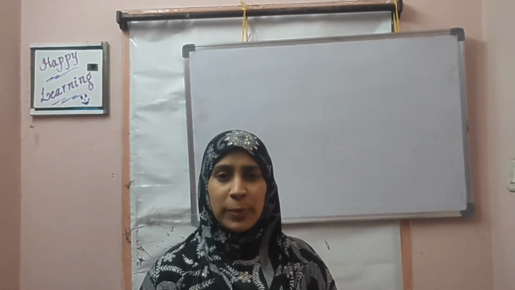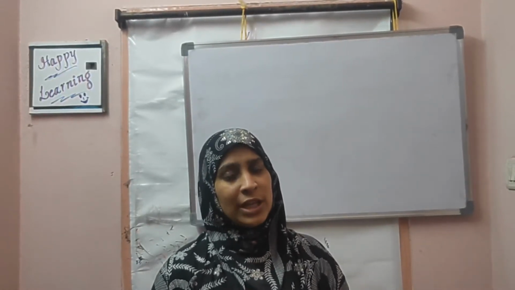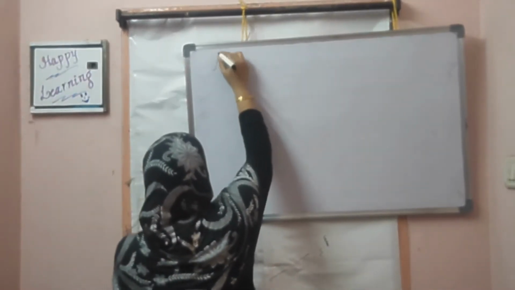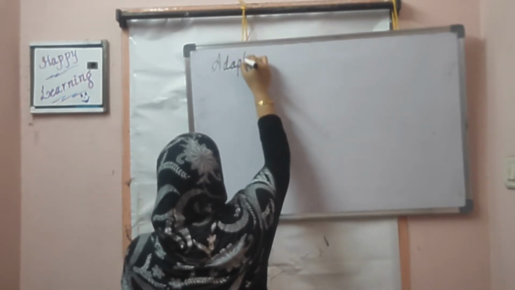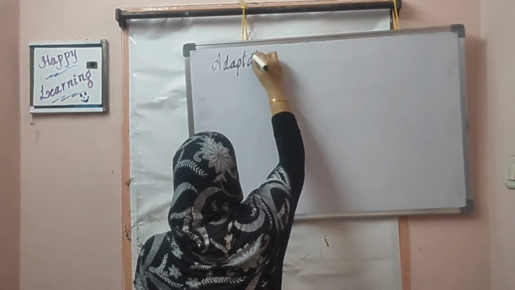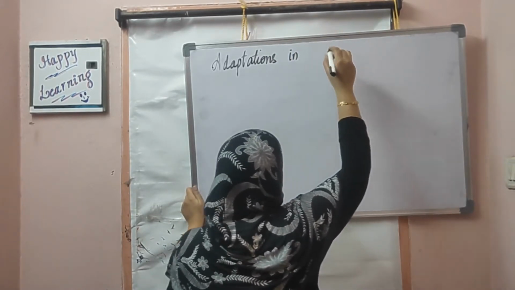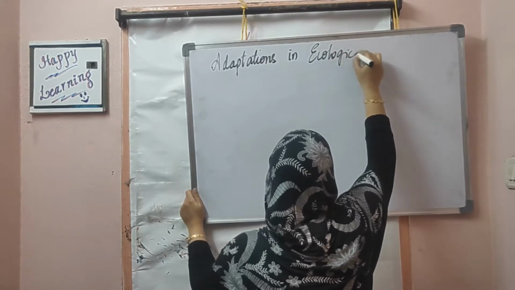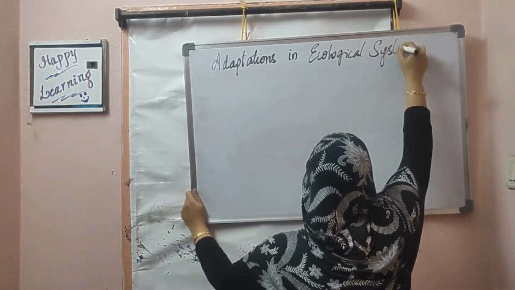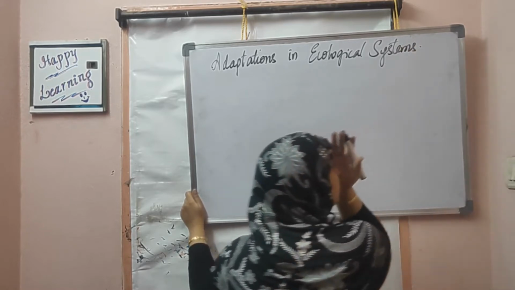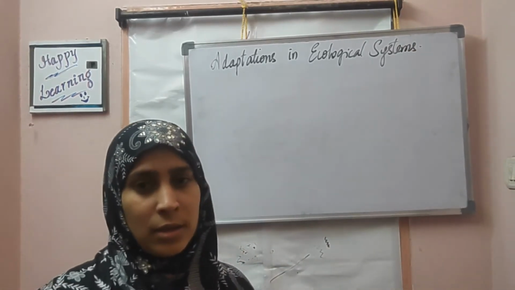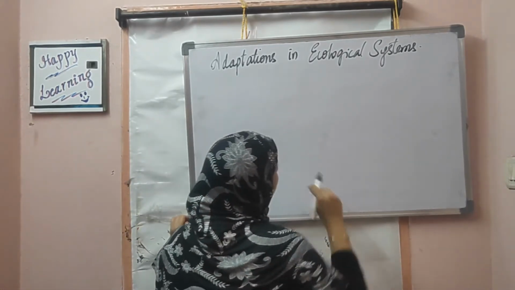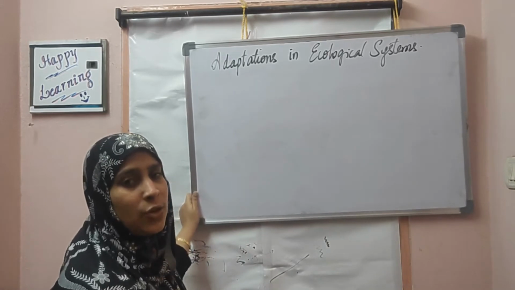So we have ended the topic of challenges in improving agricultural products. Today we are starting a new topic, adaptations in various ecological systems. So that is a new topic for today. We'll see what are adaptations of different organisms, starting from desert organisms.